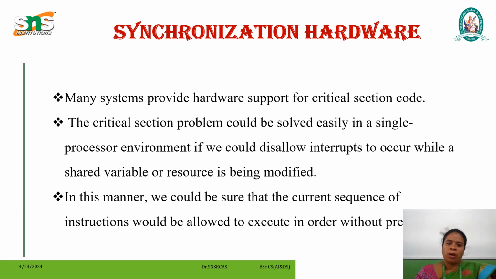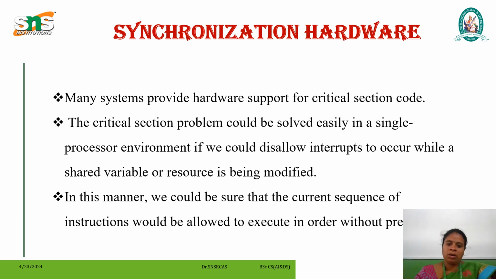The critical section problem could be solved easily in a single processor environment if we could prevent interrupts from occurring while the shared variable or resource is being modified. In this manner, we could be sure that the current sequence of instructions would be allowed to execute in order without preemption. Unfortunately, this solution is not feasible in a multiprocessing environment.